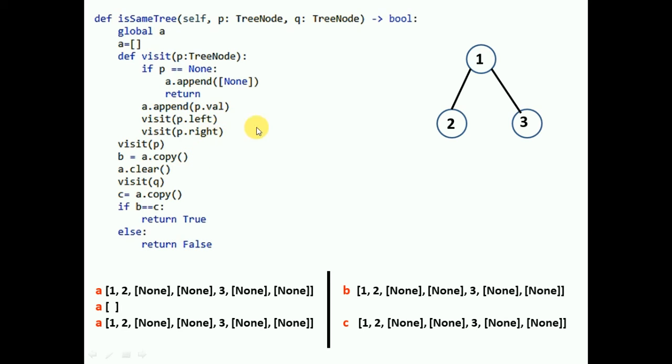Okay, so p dot right. What is p now? P now is 2. 2 dot right is also null, so this will pass here. Then the cursor will again move to this point.